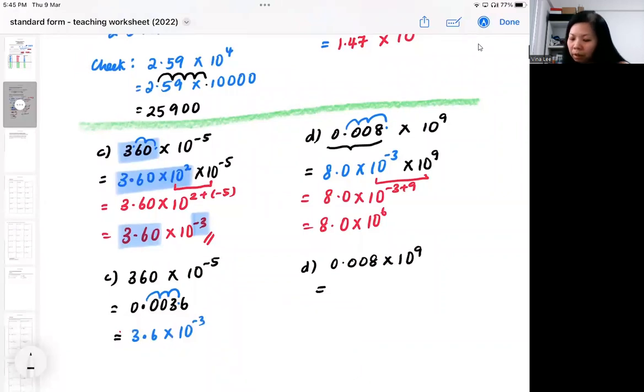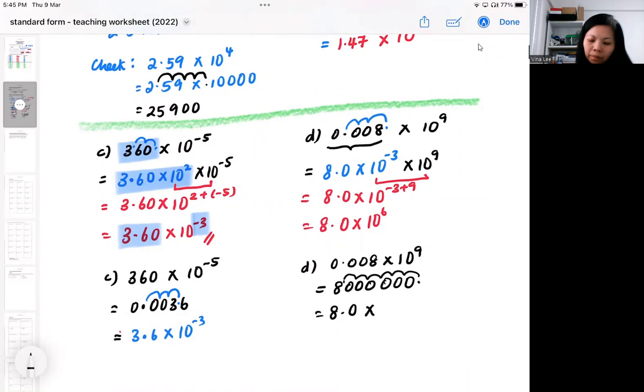Okay, I punch the calculator, then I got 60 with it. So 60, the decimal place is here. You shift it backwards. You shift 6 steps to get 8.0. So the answer will be 8.0 times 10 to the power of 6. Some people feel that it's easier if you do it this way. So I leave it up to you.